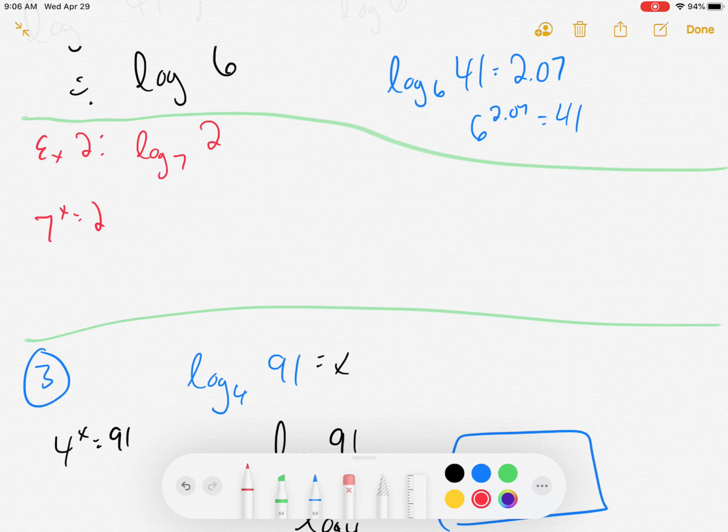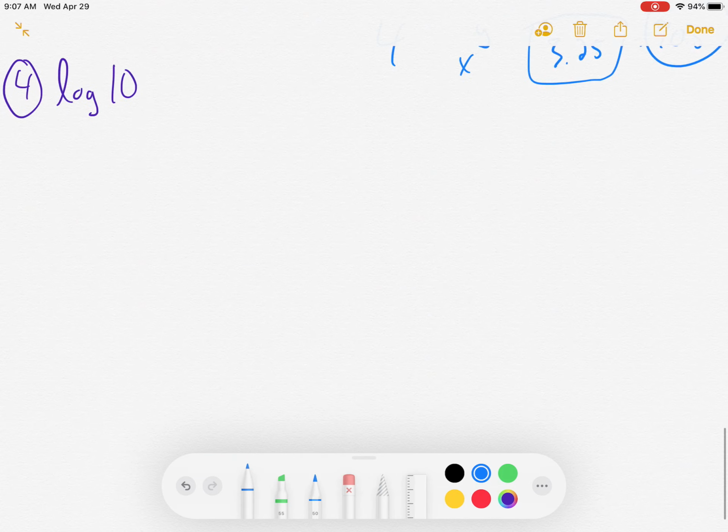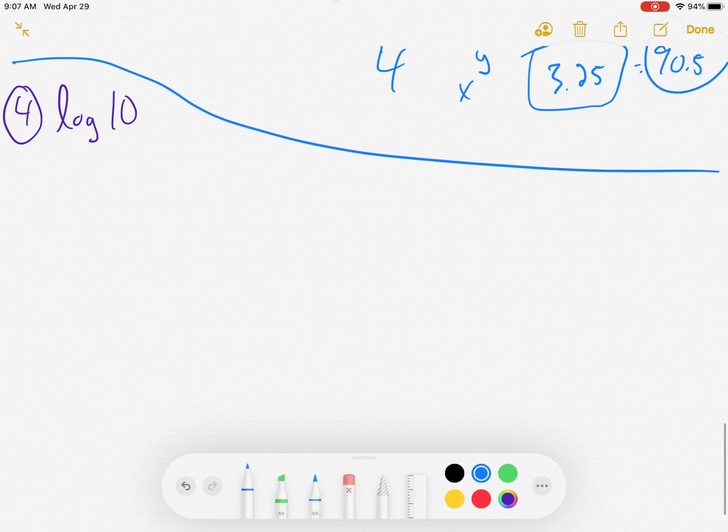We're looking for 7 to what power equals 2. So to do the change of base, we're going to say, hey, let's put in an imaginary fraction bar right here. Log of 2 over log of 7. Type that into your calculator. Log of 2 divided by log of 7. And you should get 0.36 if we're rounding, 0.36. Okay, on to the last one.